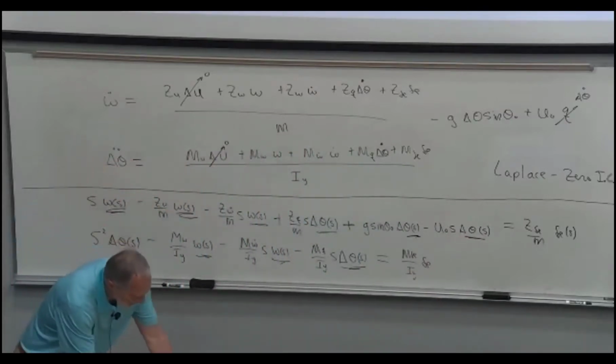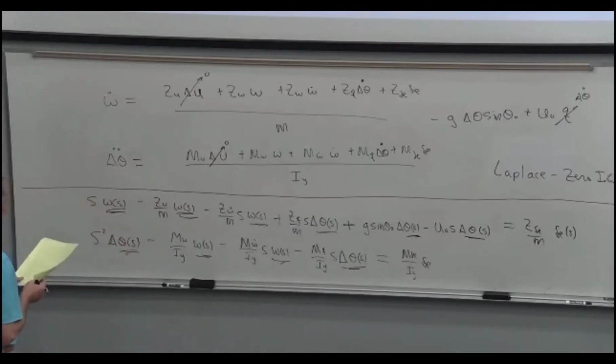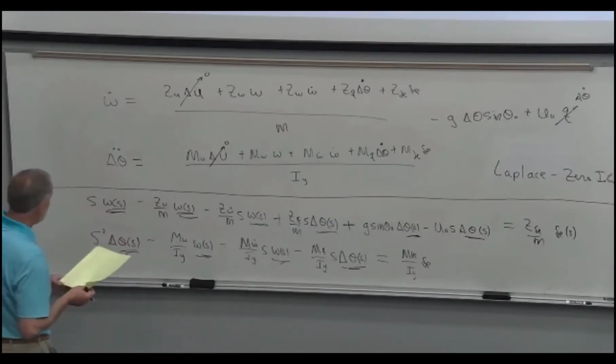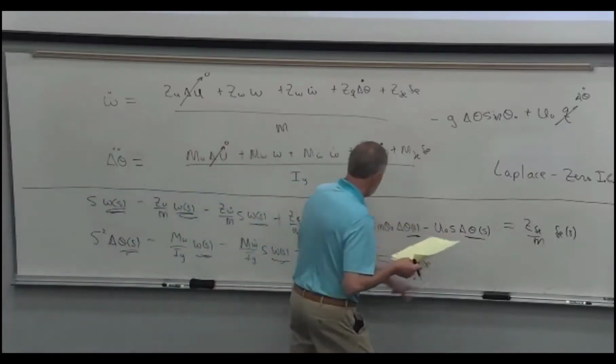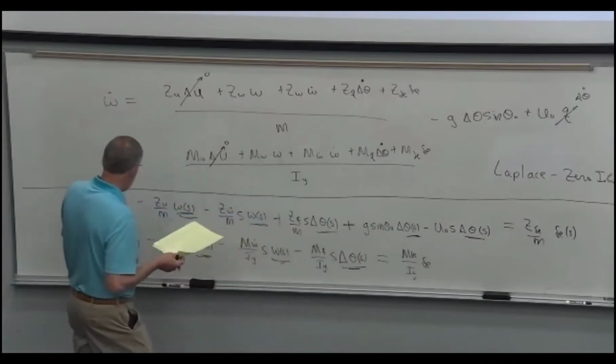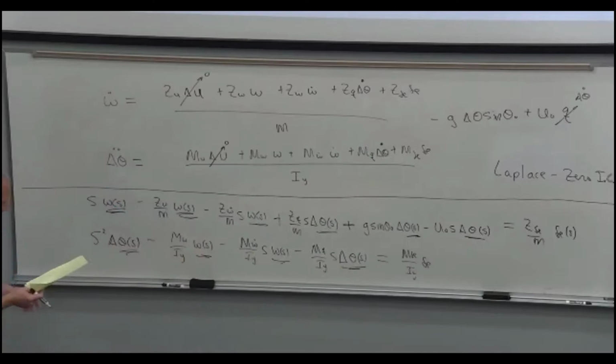So I'll give you a minute to work on that. Then we're going to write the matrix down. So we're going to get 3 W terms here and 3 delta theta terms, 2 delta theta terms, and 2 W terms in the second equation in the matrix.